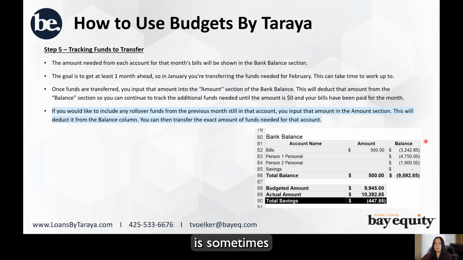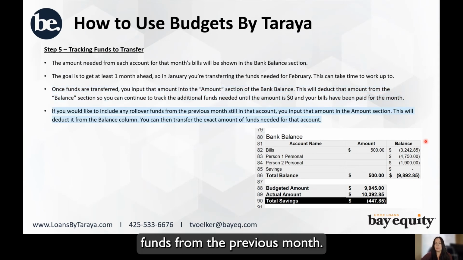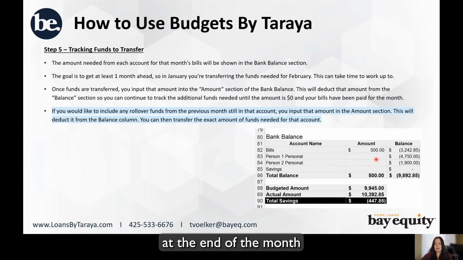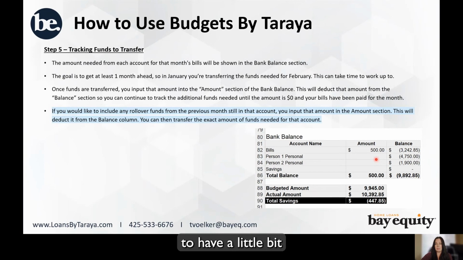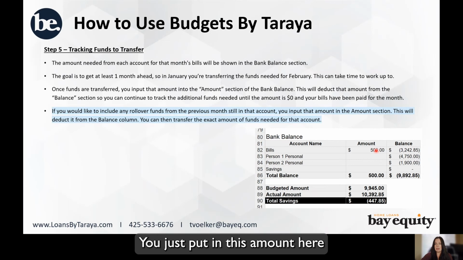Another thing to note is sometimes you'll have rollover funds from the previous month. What you can do is you just put that amount into this amount section here. You can see very clearly at the end of the month if there's extra money in that bill account. Of course, keeping in mind your quarterly bills, things like utilities that are paid every other month. So you've got to do a little bit of math and keeping an eye on that. But the goal is to build up extra money in there to have a little bit of buffer for savings. And then if there are months where you need it, that's just fine. You just put in this amount here and you're able to not have to transfer that additional funds to get that balance down to zero.